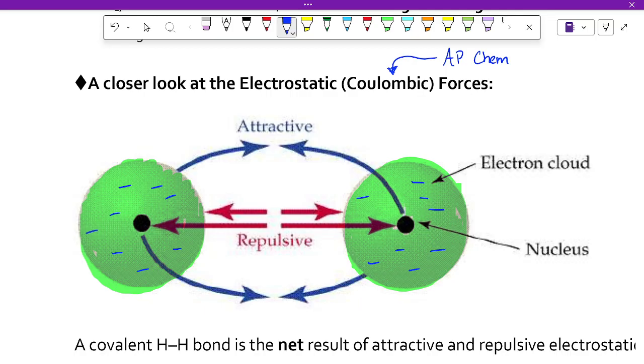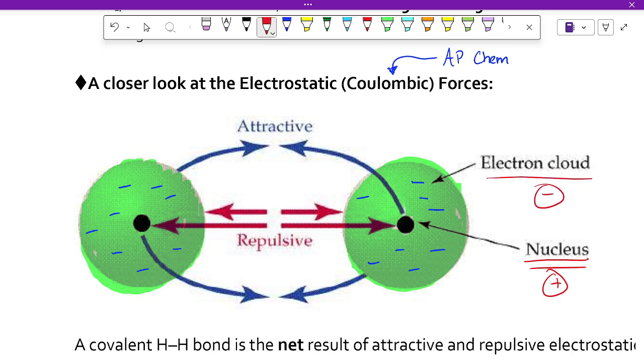What charge is the nucleus? What particles are in the nucleus? Protons and neutrons. What charge are protons? Positive. And what charge are neutrons? Neutral. So what charge is the overall charge of the nucleus? Positive. Okay, so we got the nucleus, which is positive. We got the electron cloud, which is negative.